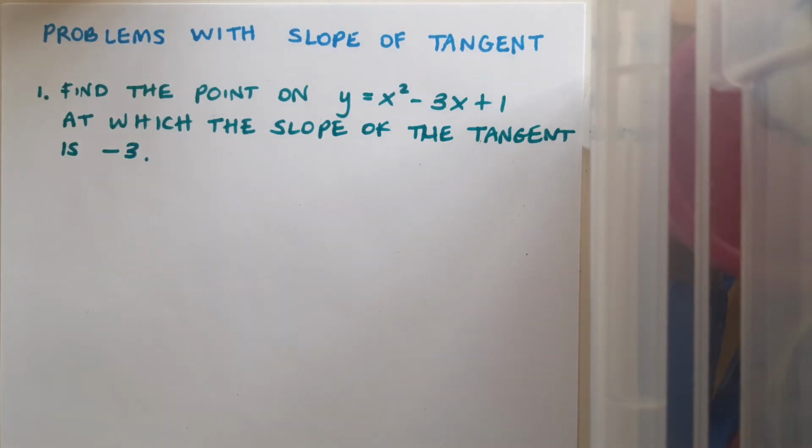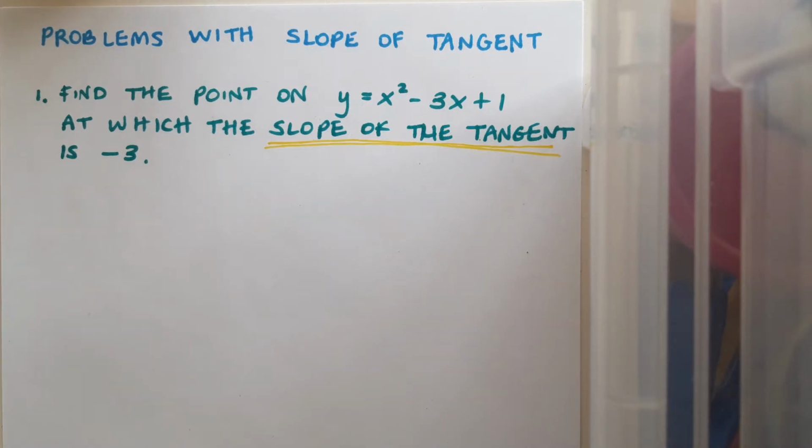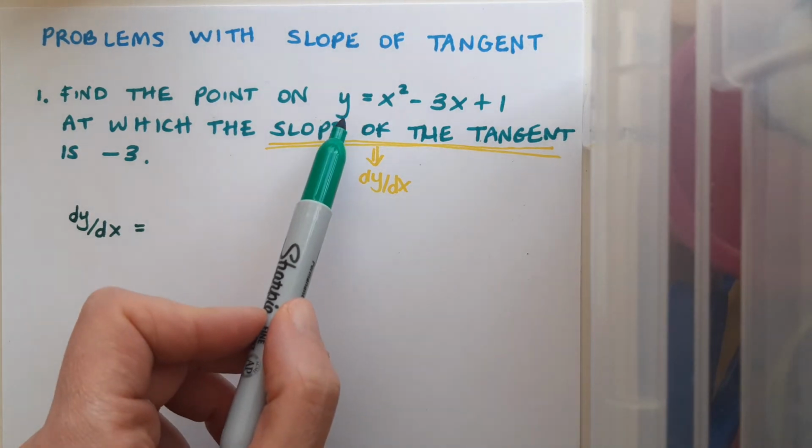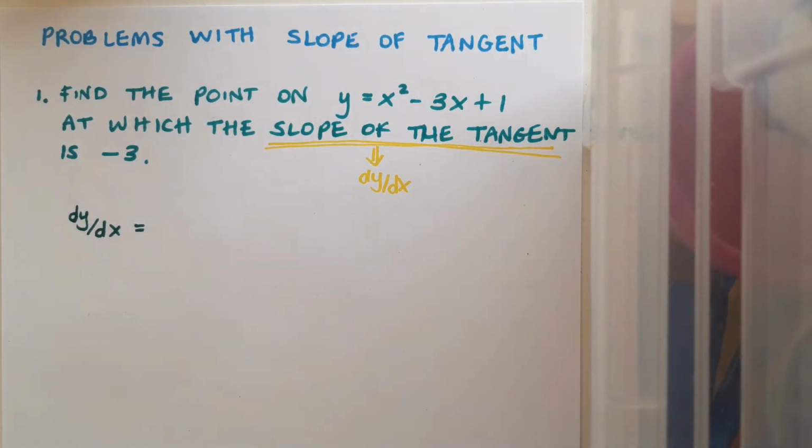So the first thing to notice in the question is that they mention the slope of the tangent. And of course, straight away we know that the slope of the tangent refers to dy dx. So they're really saying dy dx equals minus 3. So we should try and work out dy dx. Well, here's our function y equals x squared minus 3x plus 1. So we'll differentiate this. And we get 2x minus 3.